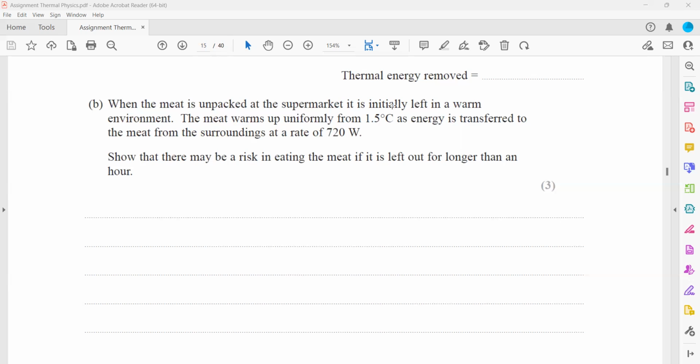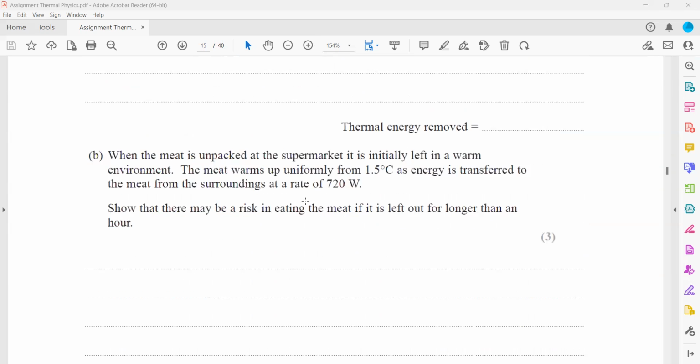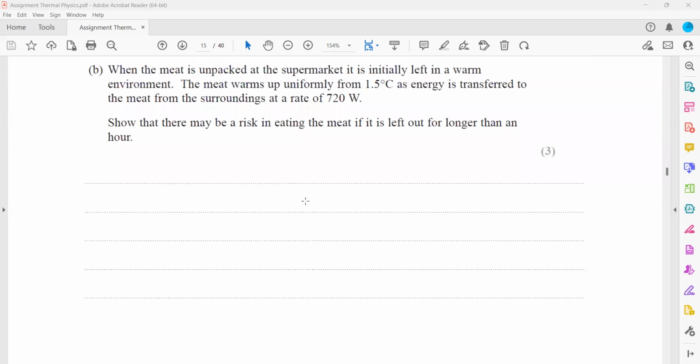If we leave it more than an hour, the temperature won't be suitable for eating because, as I mentioned, for transportation the meat temperature should be 4 degrees. If its temperature increases above 4 degrees and it is left, the final temperature will be higher than 4. So we have to find first the final temperature and then compare whether it will be suitable or not. Or the temperature change we can also calculate, and from the temperature change, we can work out the final temperature.